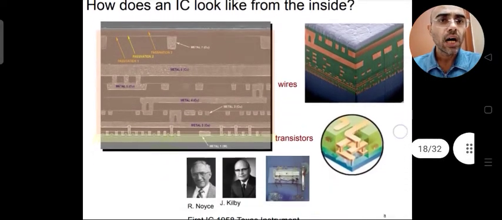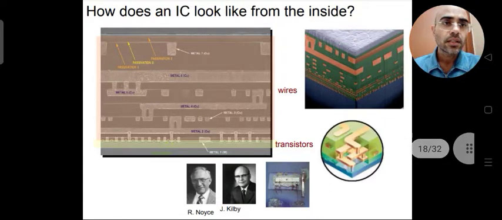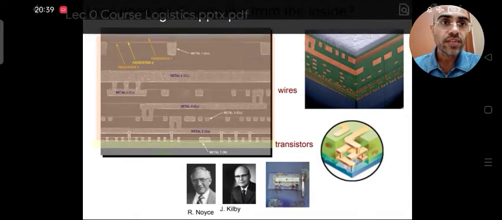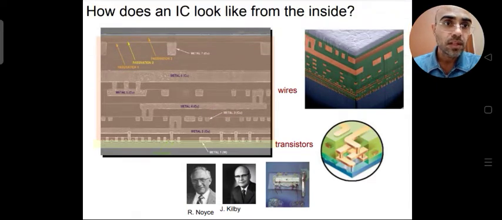Now, how does an IC look? At the circuit level, we have seen in the last slide how things will look. But if you look at the physical level, at the wafer level, the transistors will look something like this. In this diagram, some transistors are fabricated in this green layer. You can see these transistors are here.